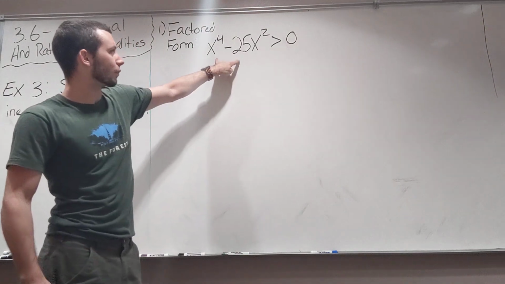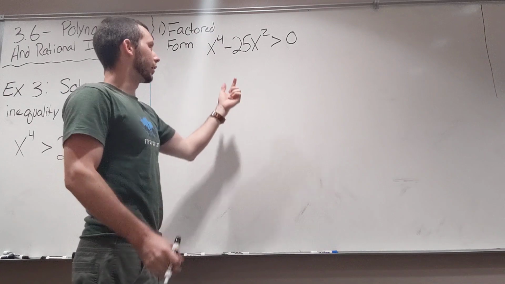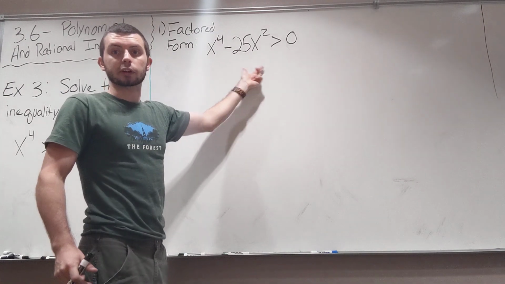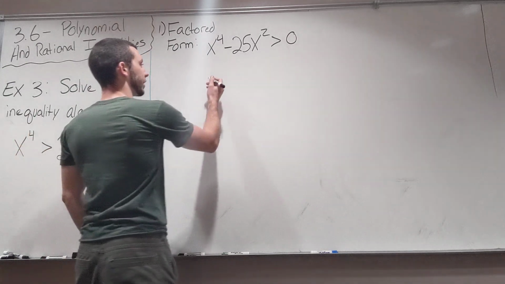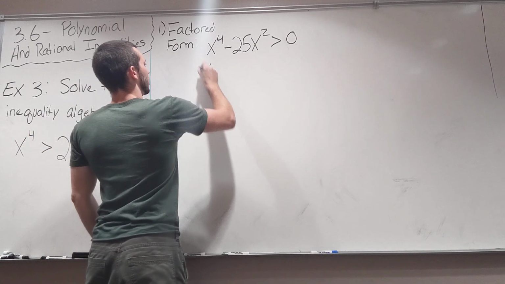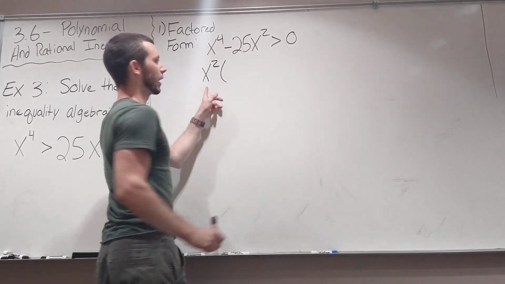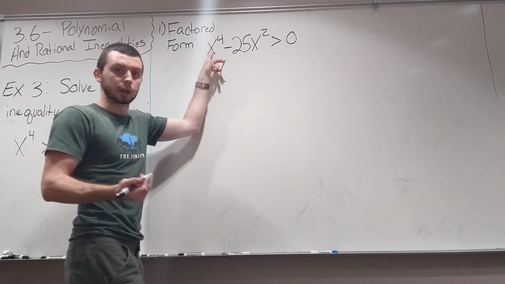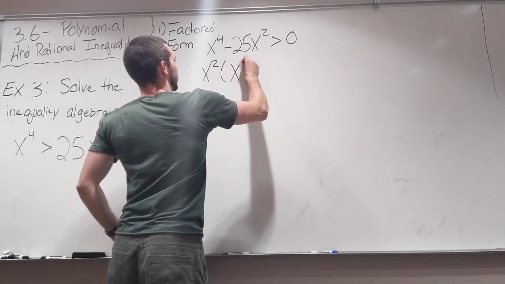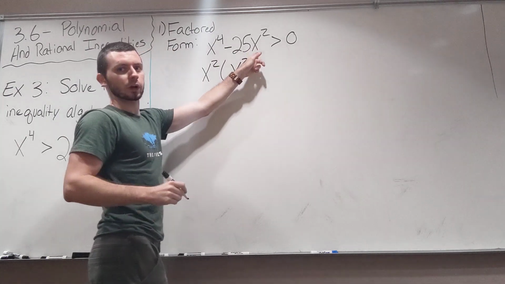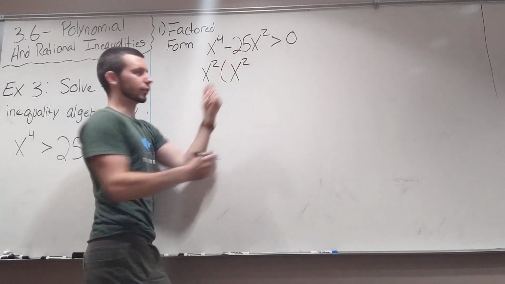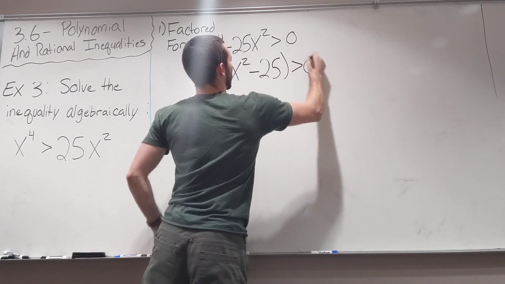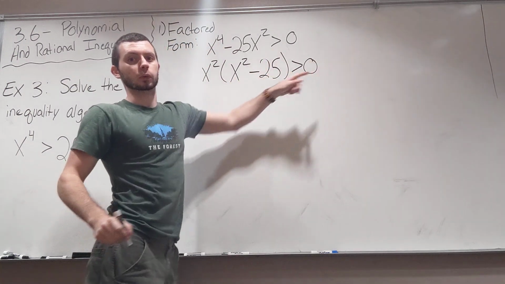But now that you have it in this form, you may notice that these two terms have something in common. They both have an x squared in common, which means you could factor out x squared. So x squared, and once you factor out x squared, x to the fourth now becomes x squared. And then minus 25x squared, well, we just took out the x squared, so it's now minus 25. And now this is greater than 0.